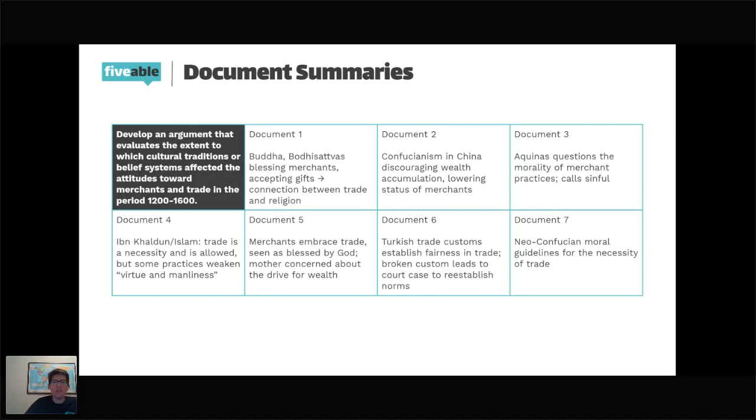And so here we see a use of religion more in support of trade. And our last two documents, document 6 shows Turkish trade customs. It talks about the fairness of trade. It is very evident that in this Islamic court, this Islamic realm, that trade is still popular. It's still a necessity and something that is supported.